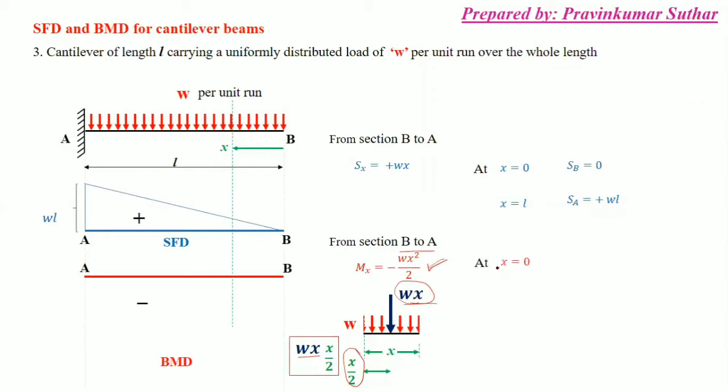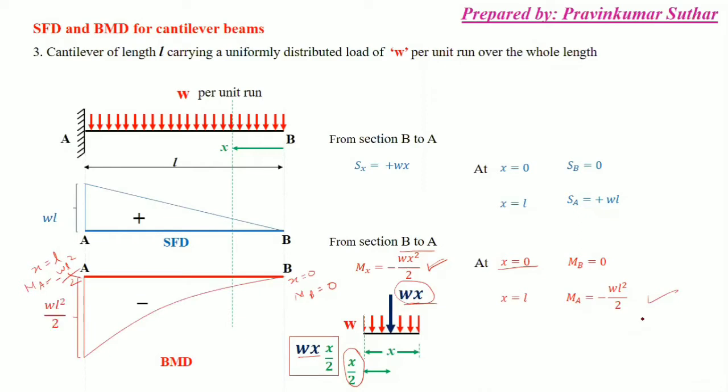After putting the value of x, first x is equal to 0, then MB will be equal to 0. And at x is equal to L, MA will be equal to minus wL squared by 2. After putting the value, I got the maximum bending moment in this case, which will be equal to wL squared by 2. So this is the maximum shear force, this is the maximum bending moment. So this is case 3.